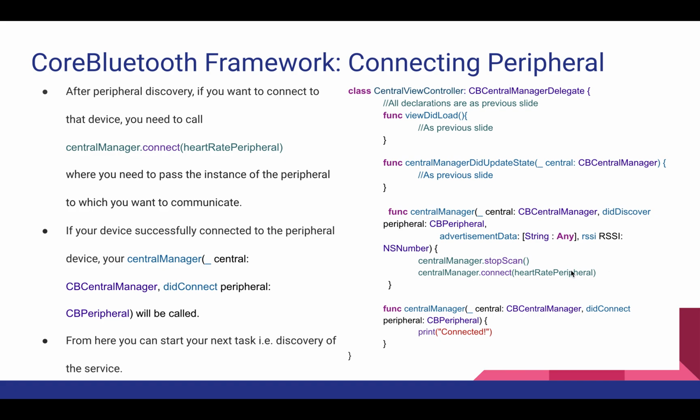So by calling this function we are sending the command to the central, hey, establish the connection to the peripheral. And when the connection is established successfully, the central manager will call this didConnect function. So when your didConnect function is called, it means that the connection has been established successfully. Then my next task will be to discover the service.